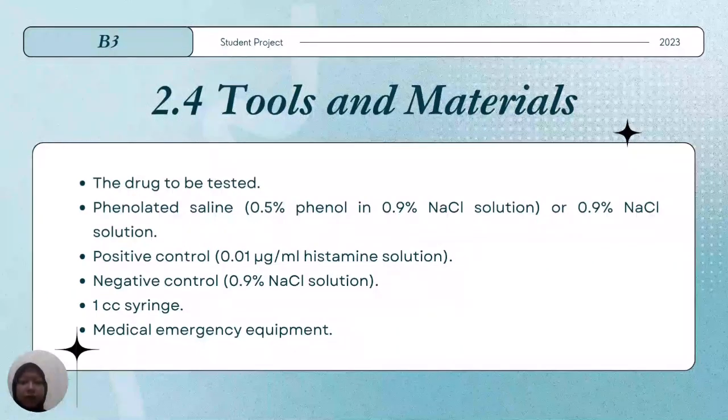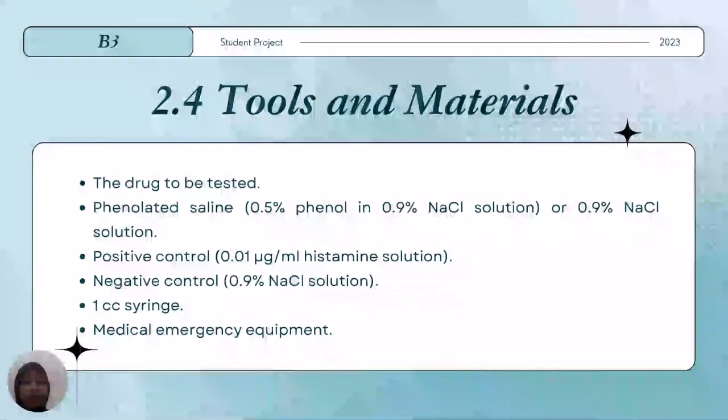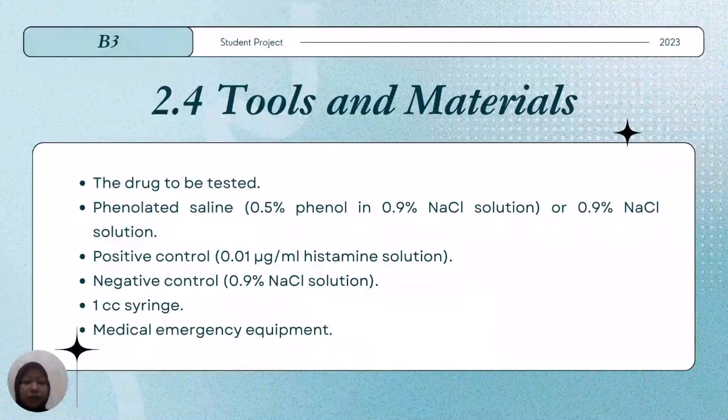1 cc syringe for intradermal test. Medical emergency equipment such as bed, oxygen, infusion set, 0.9% natrium chloride liquid, 500 cc, 1 cc and 3 cc syringes, adrenaline, epinephrine injection, and cortisone or other parenteral corticosteroids.